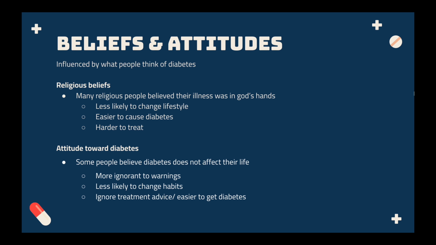Other than that, people who believe that diabetes wouldn't affect their life will also refuse to change their habits, as well as ignore warnings, leading to them getting diabetes easily and ignoring treatment advice. Even if you don't have diabetes, your beliefs can affect other people around you who do have it.